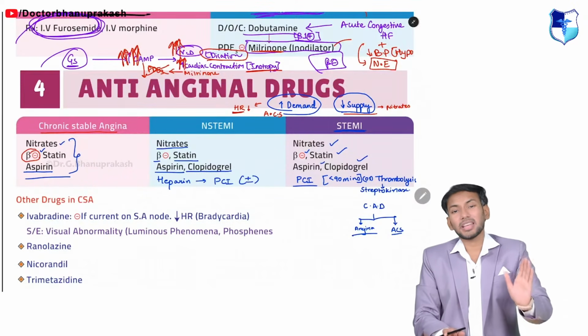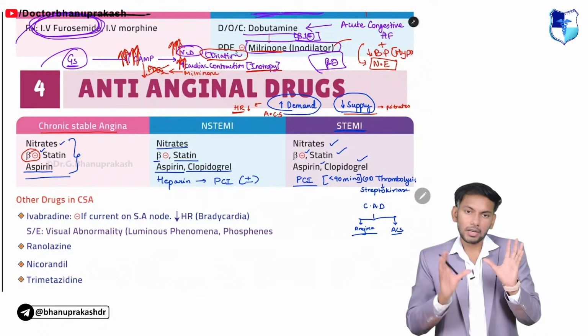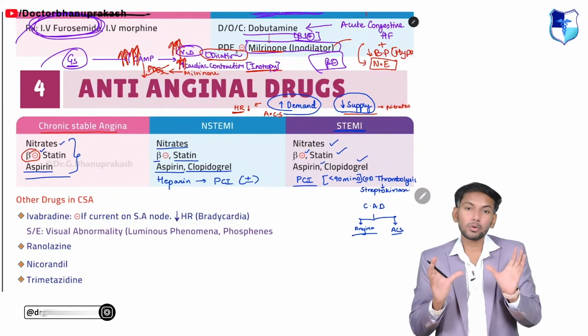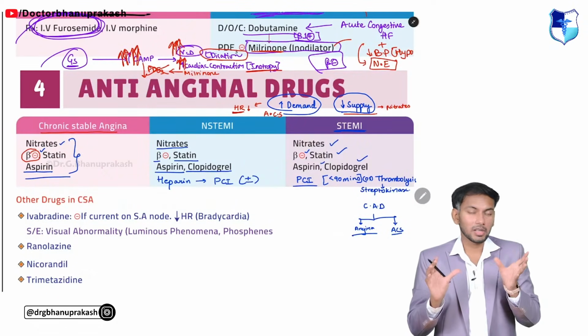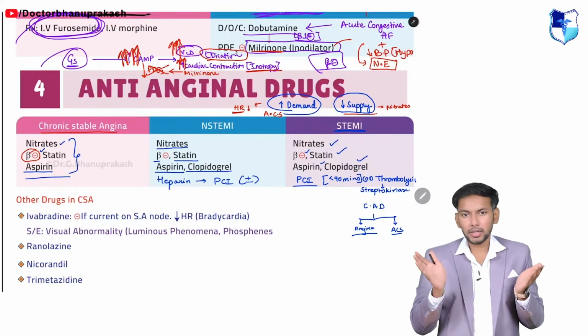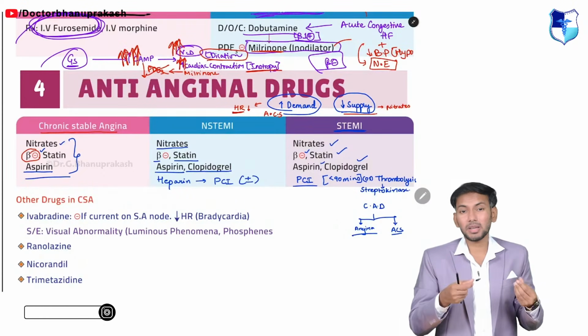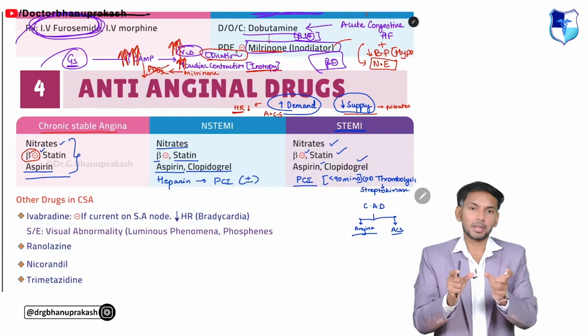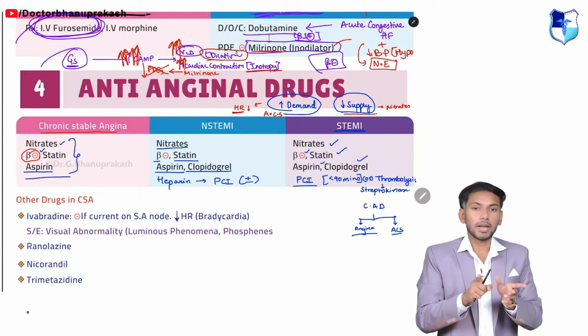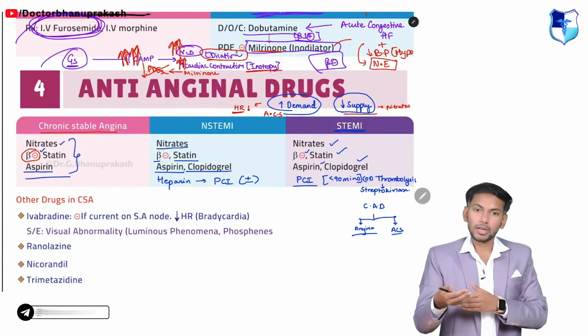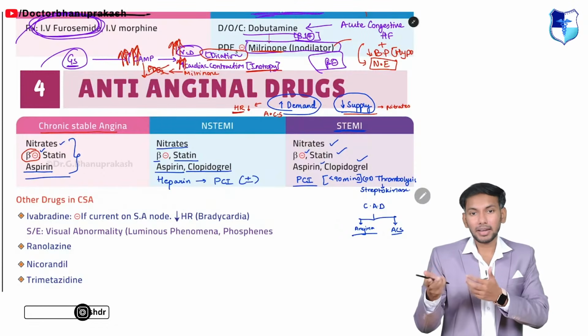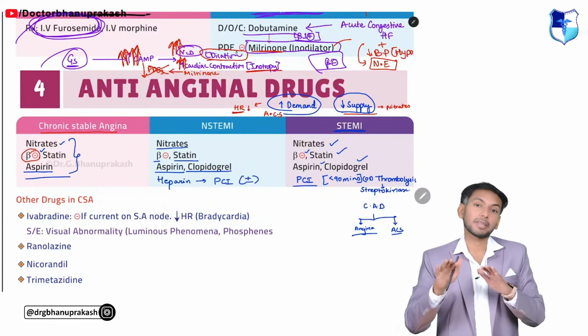That's all. Did you understand? Angina is nothing but increased demand, decreased supply. Now, how can you reverse this? You give a beta blocker, you give a nitrate, and you also give an antiplatelet drug, you also give a statin. This is going to be same almost everywhere. In NSTEMI, you are going to add a dual antiplatelet along with anticoagulant. In STEMI, again dual antiplatelet along with thrombolysis or PCI.